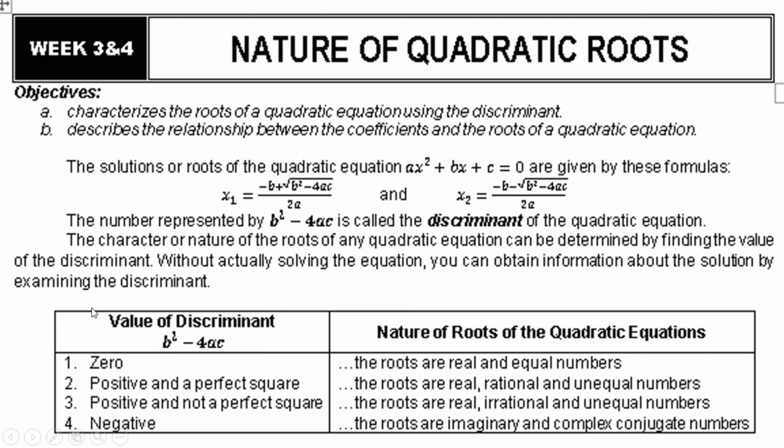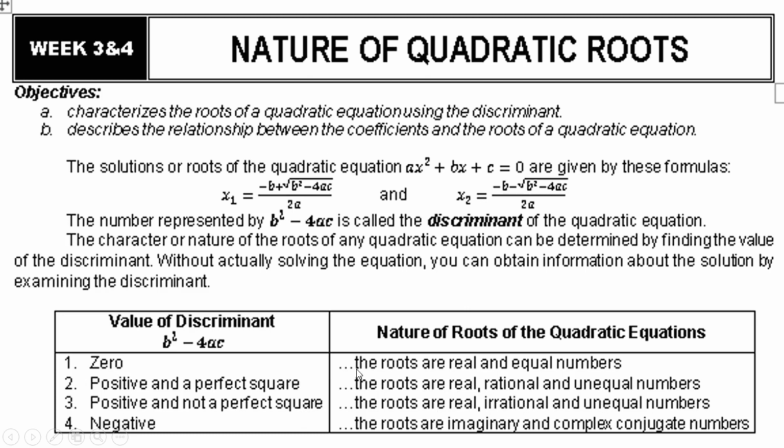So let's go over to the table to make it easier. The value of the discriminant, meaning the answer, is either 0, positive and a perfect square, positive and not a perfect square, or negative. If the answer is 0, the roots are real and equal numbers. If positive and a perfect square, the roots are real, rational, and equal. If positive but not a perfect square, the roots are real, irrational, and unequal.